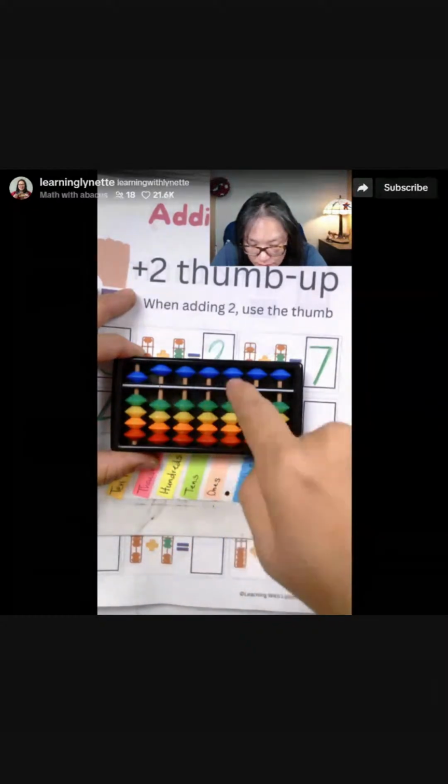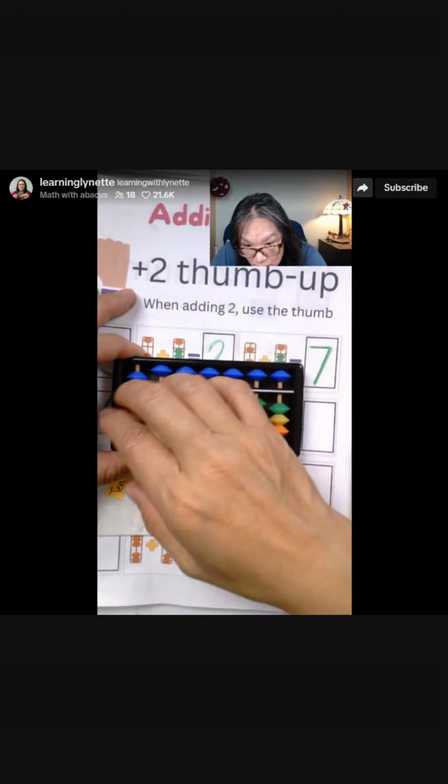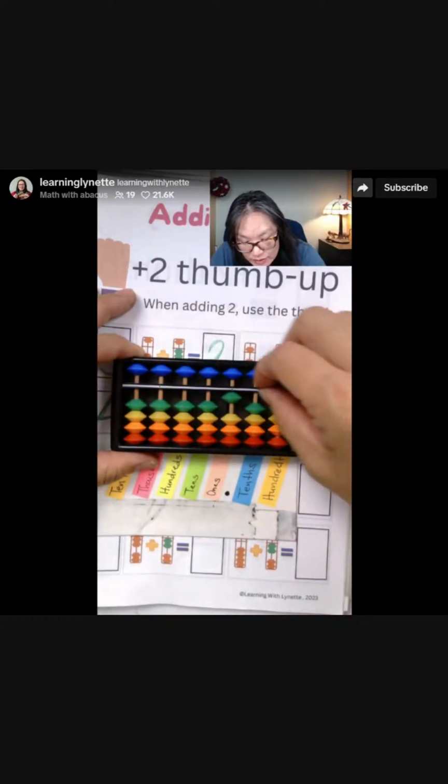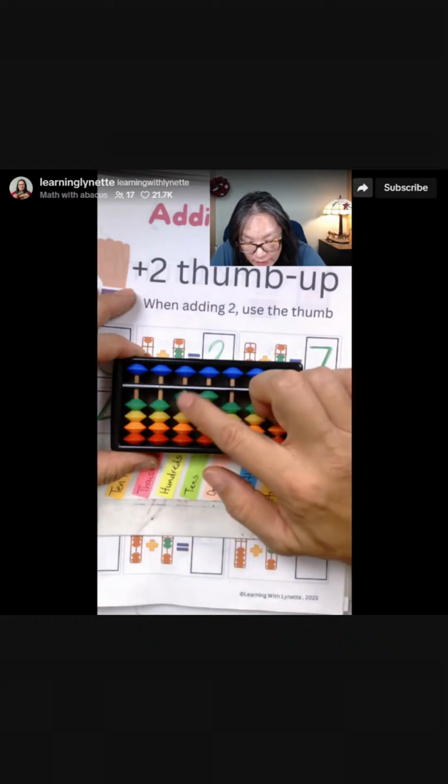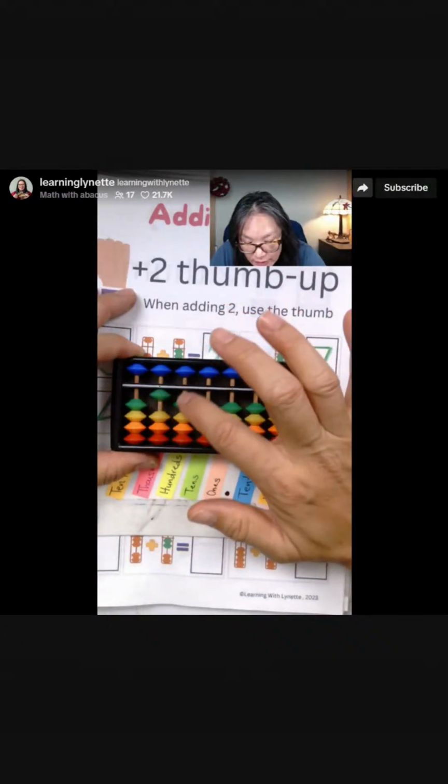So when we're looking, we have 10. We do 10, it's 0 and 1. And then we have 100, and then we have 1,000, and then we have 10,000.